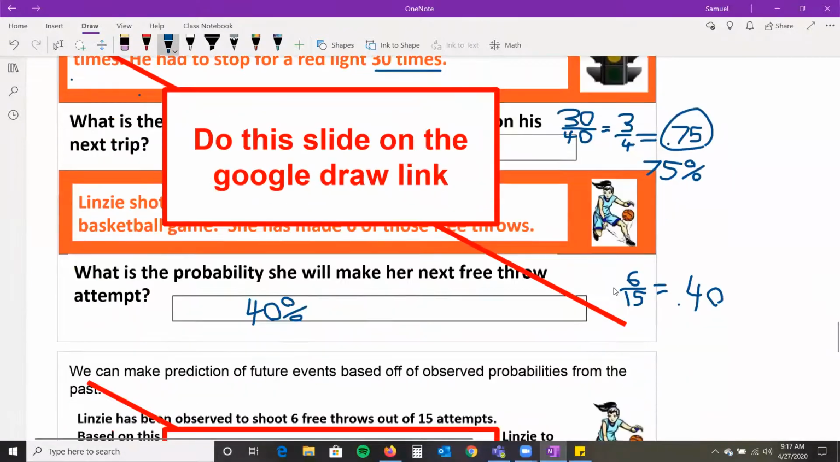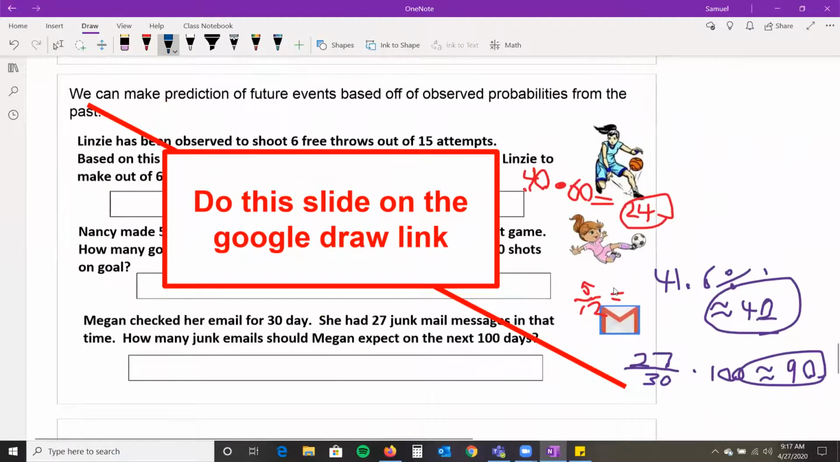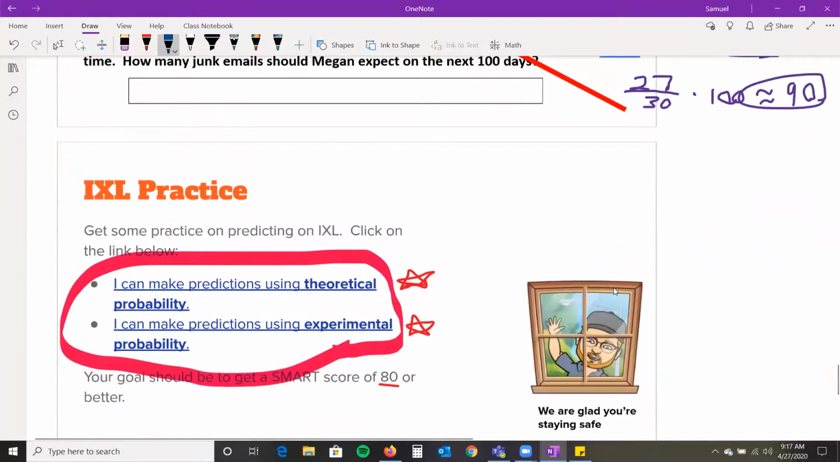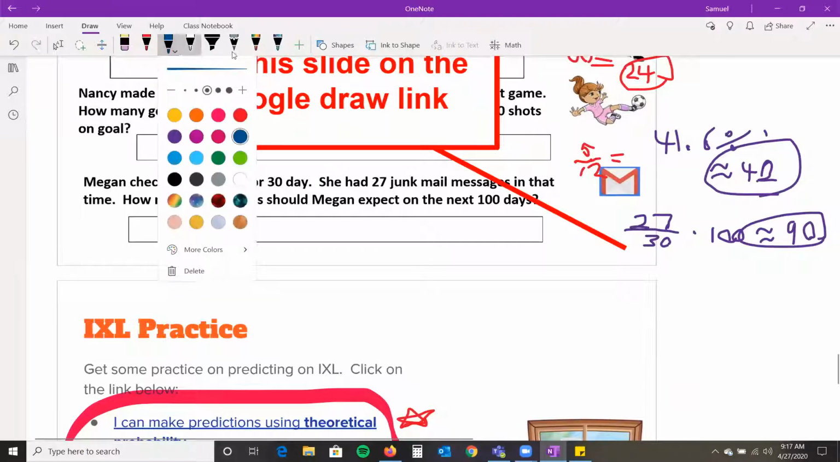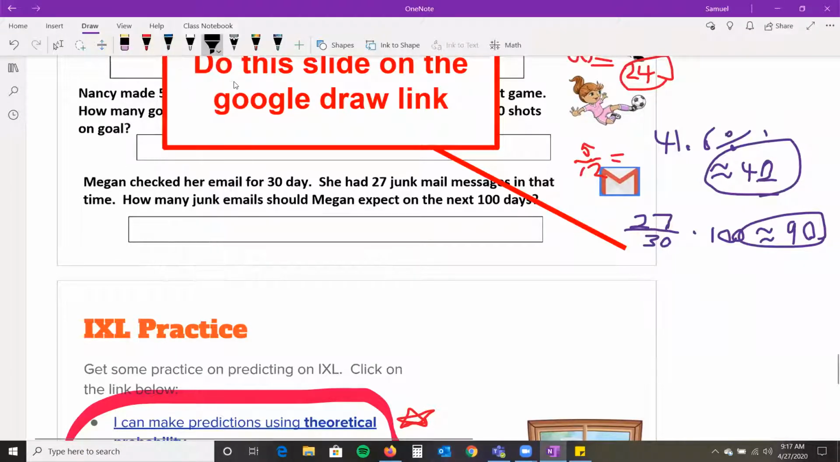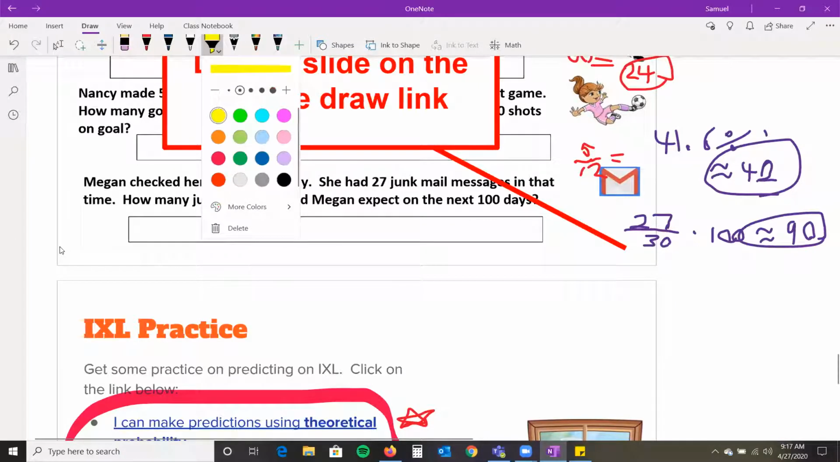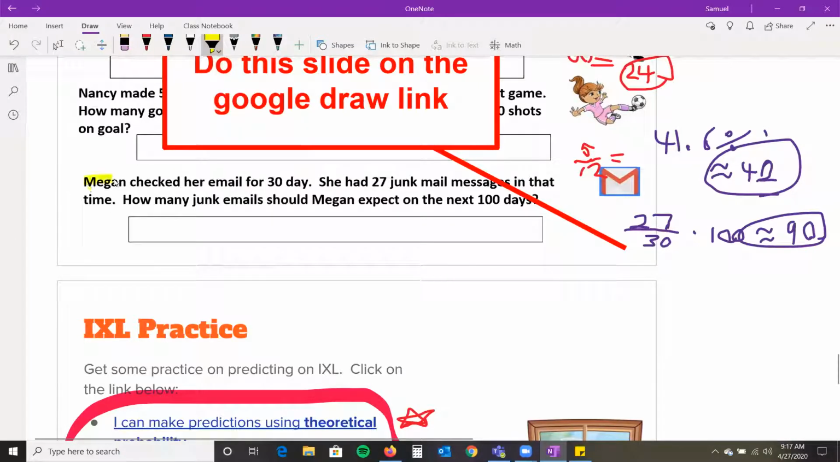Okay, and so we talked about how you could predict things using that. Let's see if we have an example here. You get a percentage and you can multiply things. So for example, let's look at this last one here and then we'll do our review game. So look here, I'm highlighting. Let's say it says Megan checked her email for 30 days. She had 27 junk mail messages in that time. How many junk emails should Megan expect in the next 100 days?